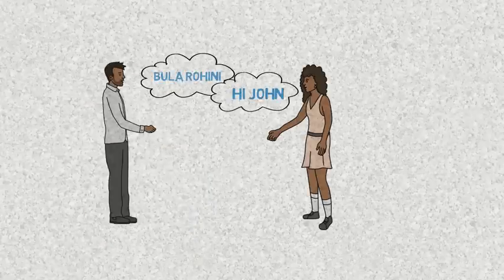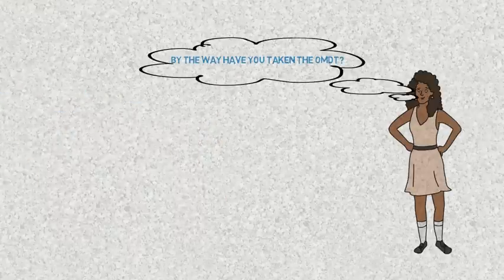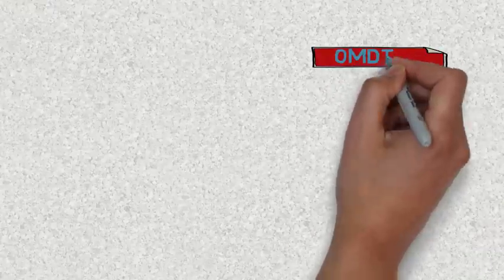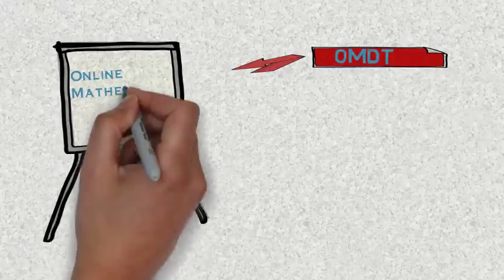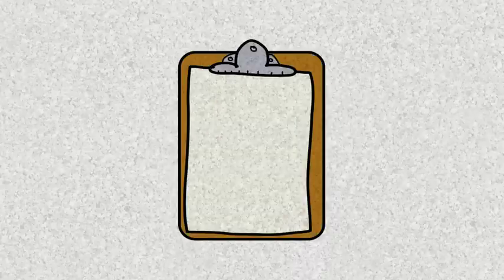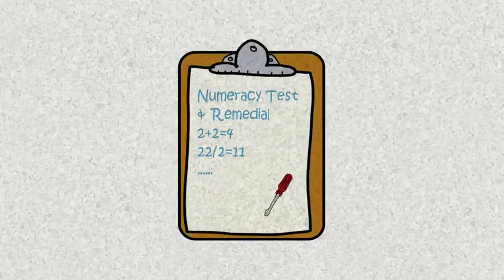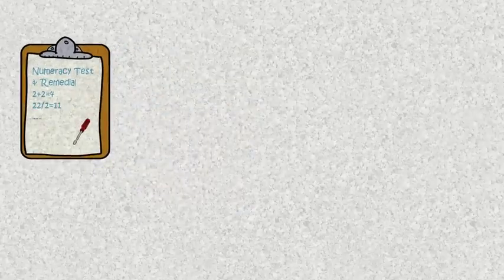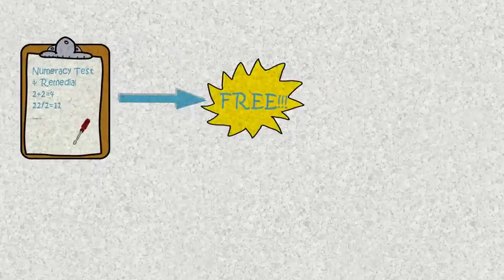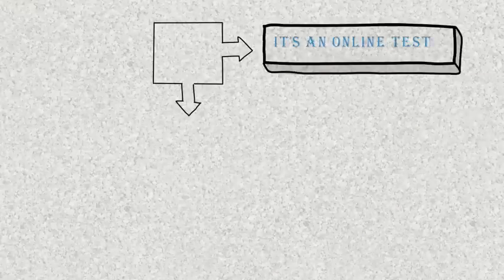Hi Joan, me too. By the way, have you taken the OMDT? What is the OMDT? Last year when I attended the USP Open Day, I found out that the OMDT means Online Mathematics Diagnostic Tool. It consists of a numeracy test and remedial. The test is designed to diagnose or detect students' weaknesses in mathematics. The OMDT is absolutely free and can be taken from anywhere as long as you have internet connectivity.